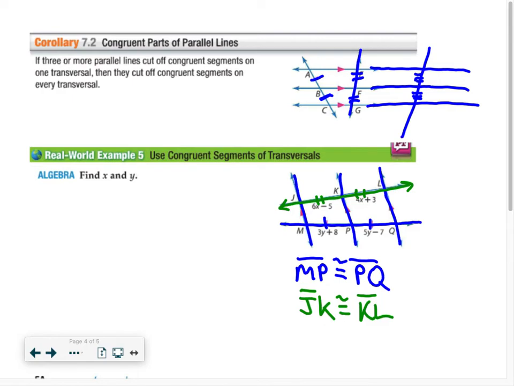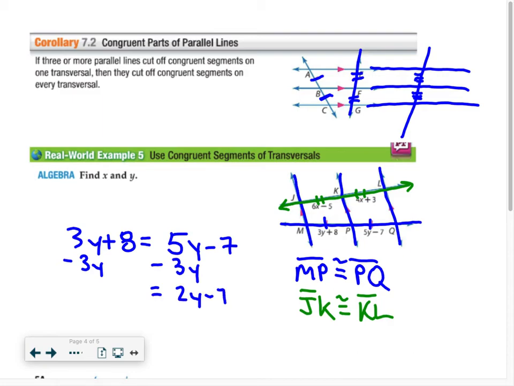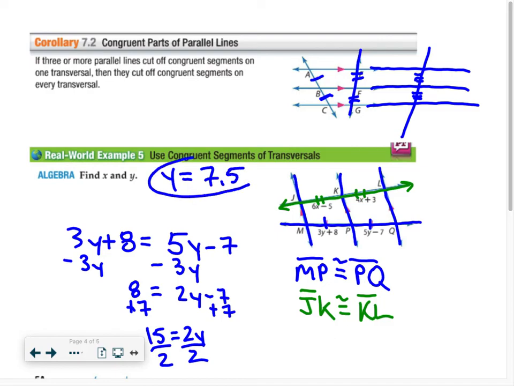So MP equals PQ: 3y plus 8 is equal to 5y minus 7. Do some algebra here, subtract 3y. So 8 equals 2y minus 7. Add 7. 15 is equal to 2y. So here, y is equal to 15 divided by 2, which is 7.5.